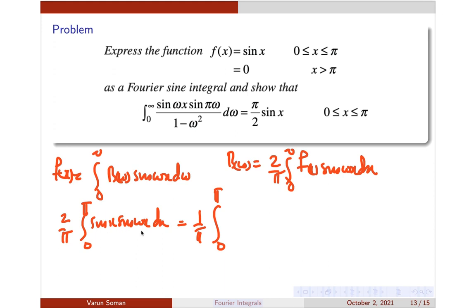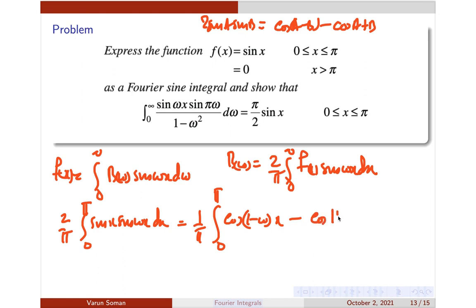It's a very simple thing. What is 2 sin A sin B? It is cos(A minus B) minus cos(A plus B), right? So here it is cos(x minus omega x), so it is cos((1 minus omega)x) minus cos((1 plus omega)x) dx.